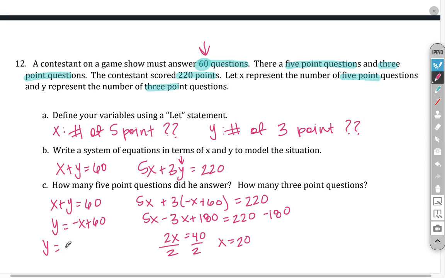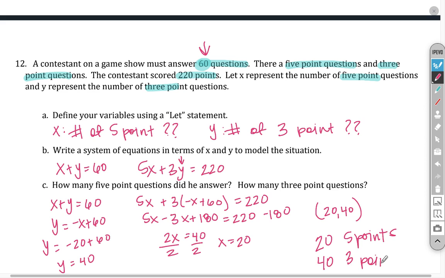here. So we have y equals negative 20 plus 60. So y equals 40. So our ordered pair is (20, 40). All right, so that tells us our x was 5-point questions. So we've got 20 5-point questions. And our y was our 3-point questions. So we have 40 3-point questions. So 20 5-point questions and 40 3-point questions.